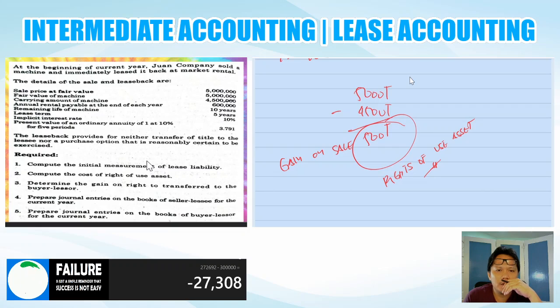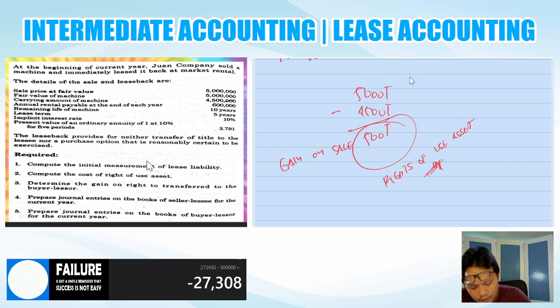However, because there is a leaseback, there is a portion that is retained, so it is no longer the typical computation. But we need to recognize that portion. How? By using the ratio of the lease liability over the fair value multiplied by the carrying amount. That is your right of use asset. Okay? That is your right of use asset.